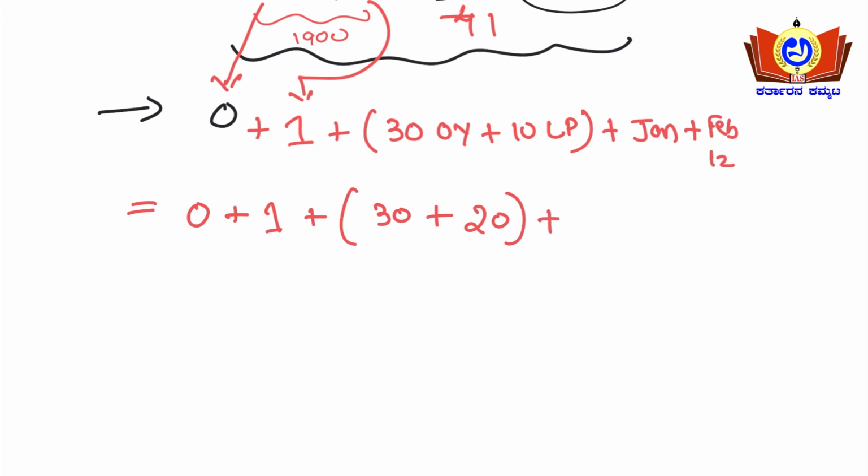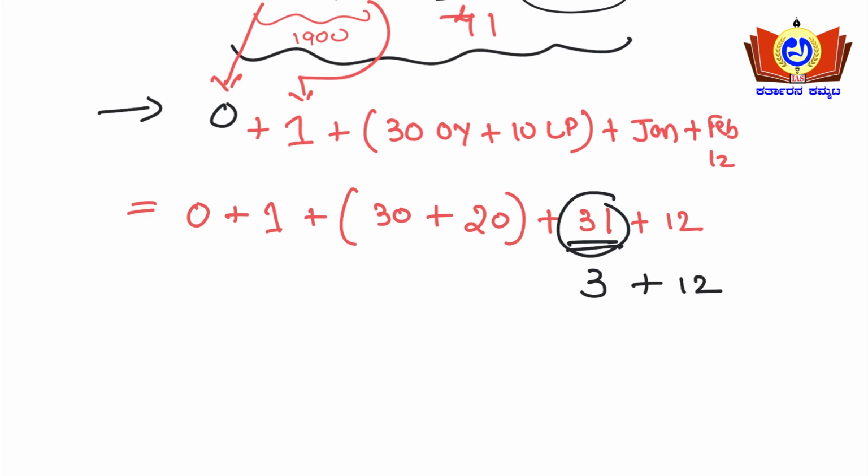Okay, so plus January, how many days will be there? Actually in January 31 days will be there. Yes or no? January 31 days plus February 12 days. See friends, actually this can also be reduced here, right? So instead of writing 31 days, for 31 days how many odd days will be there? 3 odd days will be there.